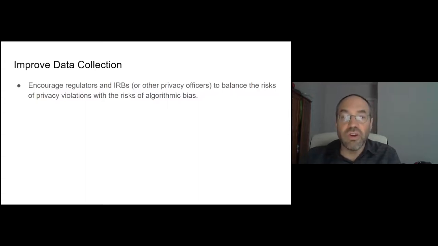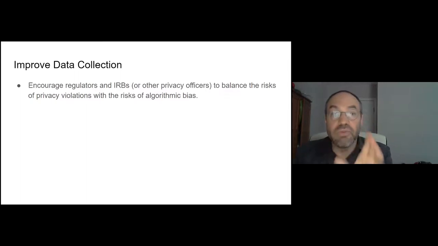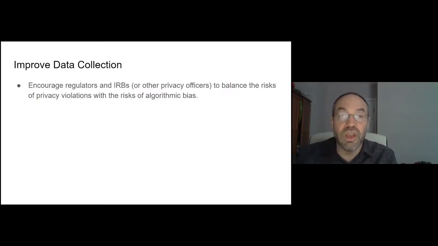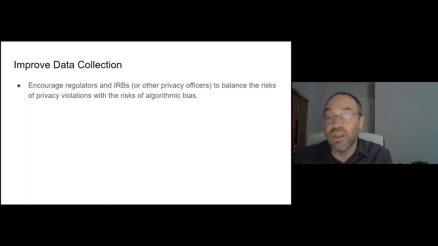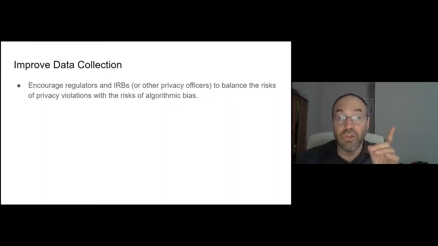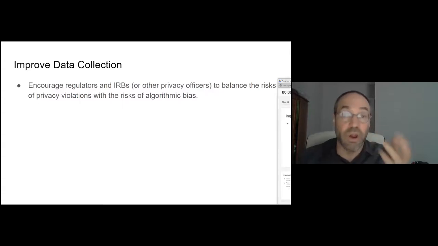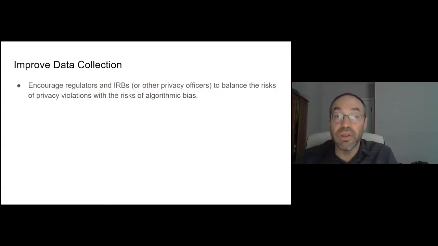So can we encourage regulators and IRBs to balance the risks of privacy violations with the risks of algorithmic bias? It's really easy for an institutional review board to say, don't collect any demographic data. That way you can't leak demographic data and violate privacy. But if that causes us to be making biased models and not being able to show our models aren't biased, or not being able to show where they are biased, that's a really big problem.